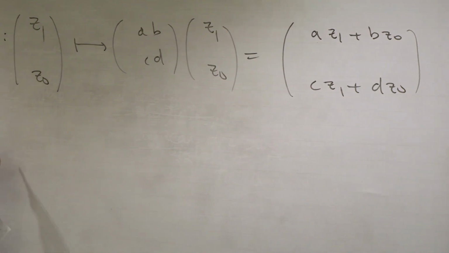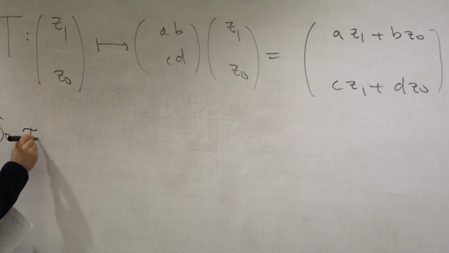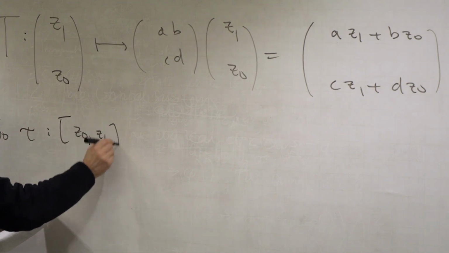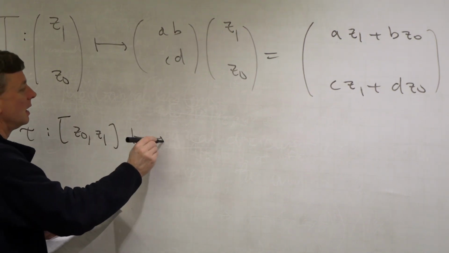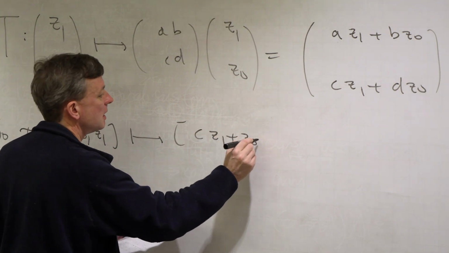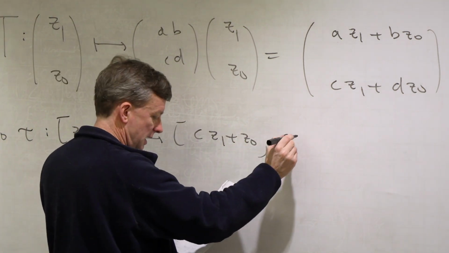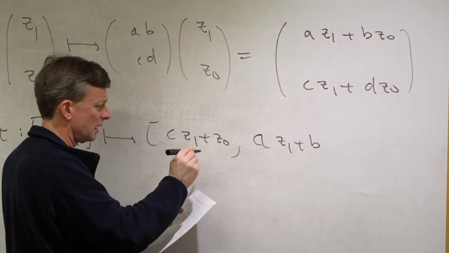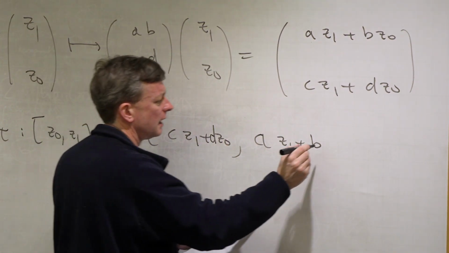So therefore, the induced projective transformation tau takes [z0, z1] to [c z1 + d z0, a z1 + b z0]. Sorry, left out a d there.